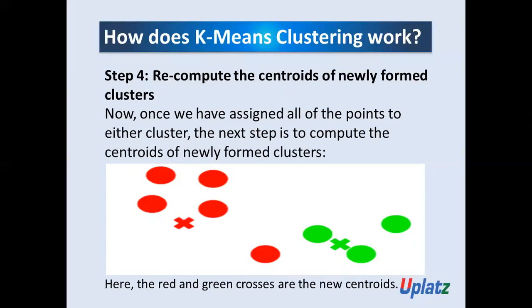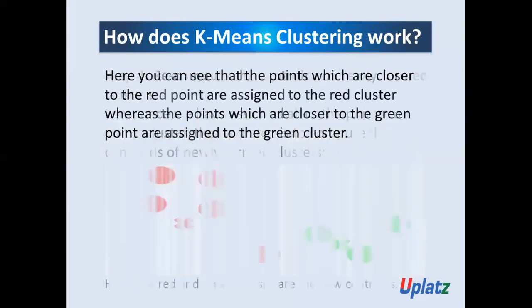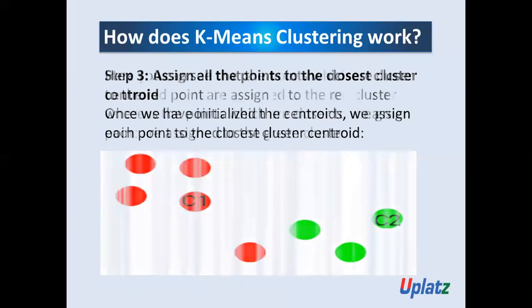So here, let's suppose the red and green crosses are the new centroids. Again, we need to find what the next step is. Obviously, we need to repeat steps 3 and 4. What is the third step? In the third step, we assign all the points to the closest cluster centroid. Once we initialize the centroid, we need to assign each point to the closest cluster centroid.